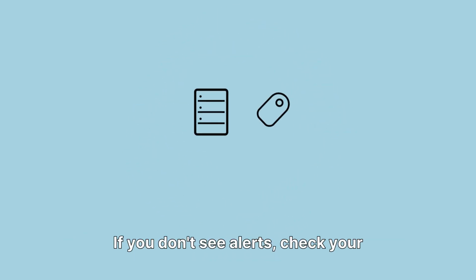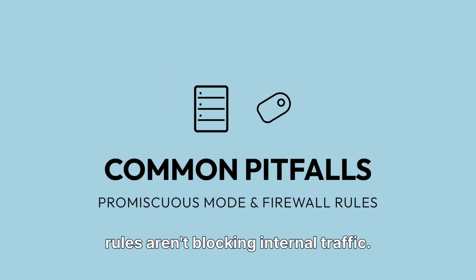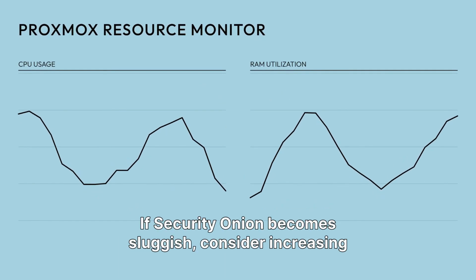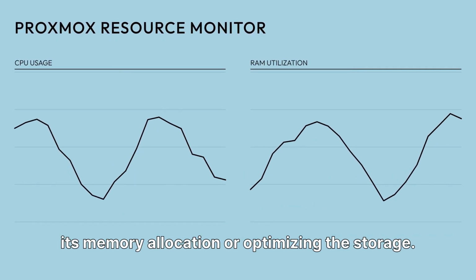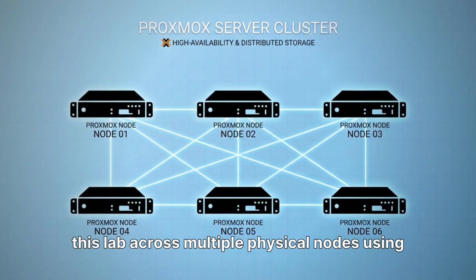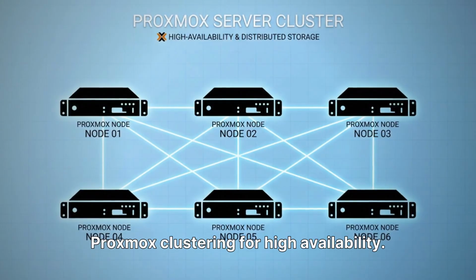If you don't see alerts, check your promiscuous mode settings and ensure pfSense firewall rules aren't blocking internal traffic. Monitor your Proxmox resource usage. If Security Onion becomes sluggish, consider increasing its memory allocation or optimizing the storage. As your skills grow, you can scale this lab across multiple physical nodes using Proxmox clustering for high availability.